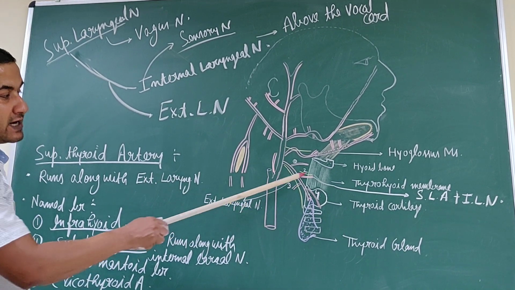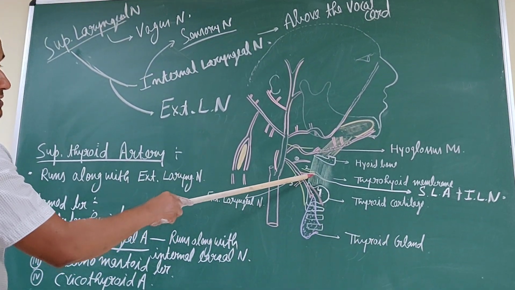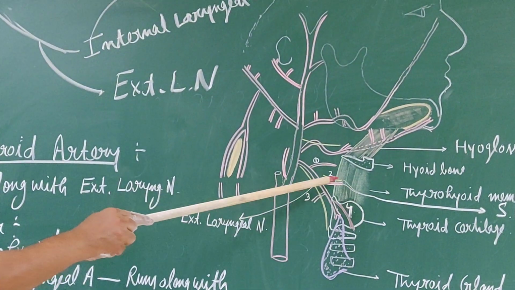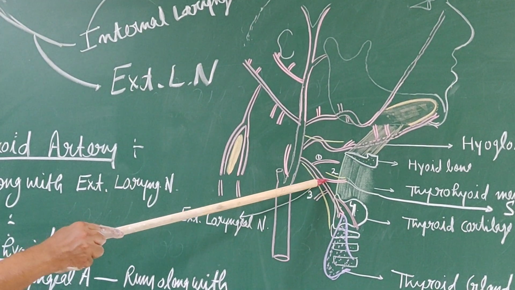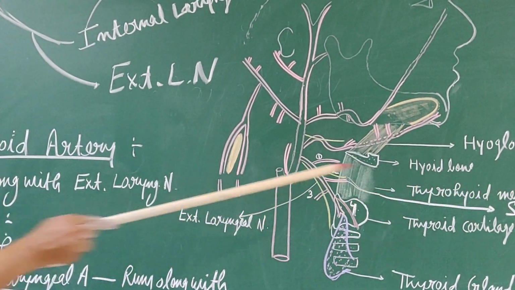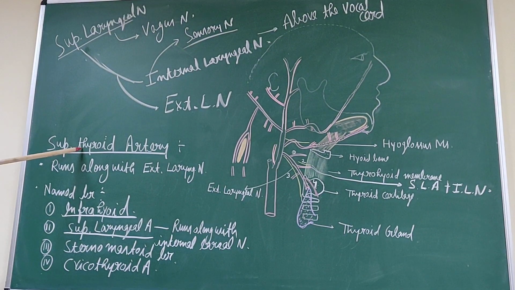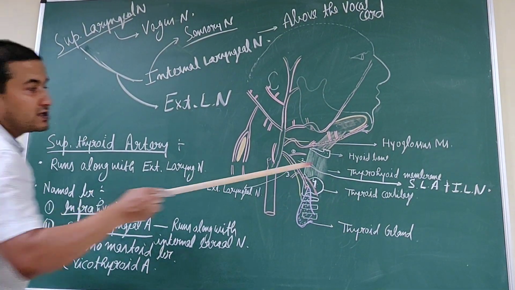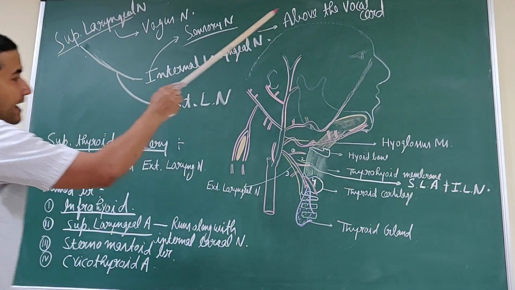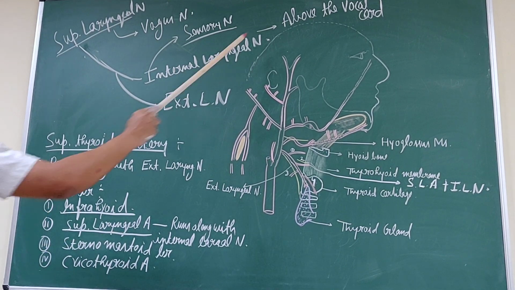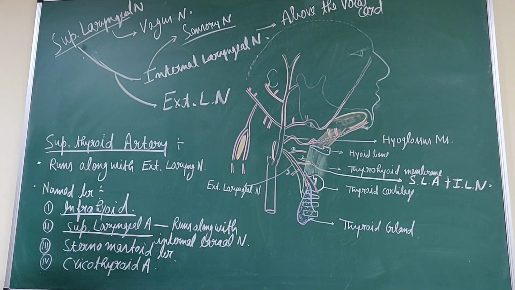So it is an important relation. The thyroid membrane is pierced by the superior laryngeal artery. The superior laryngeal artery is a branch of the superior thyroid artery, and along with the internal laryngeal nerve it supplies the larynx above the vocal cord.